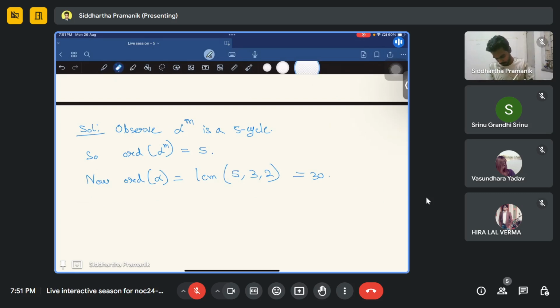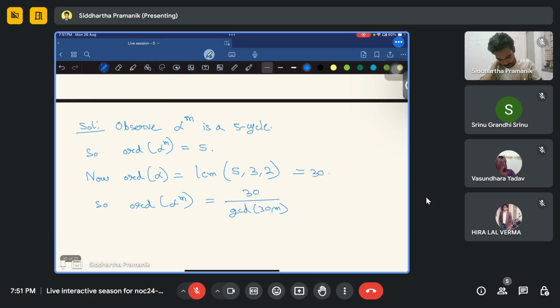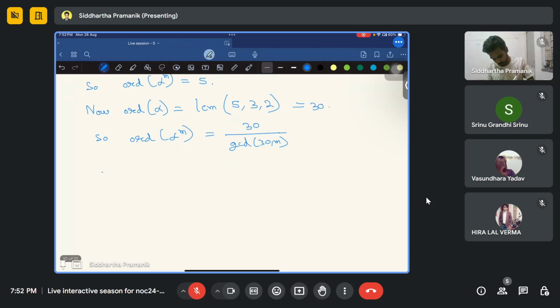So using this, what is the order of alpha power m? This is just 30 divided by GCD of 30 comma m, which is our formula. You can go back to live session 2 of mine, where I have done a proof for this. All the lectures are given in the Excel sheet. I hope you have watched. So this implies this is 5, right? So GCD of 30 comma m should be 30 by 5, so it is 6.